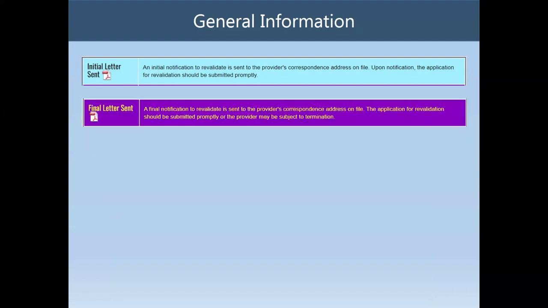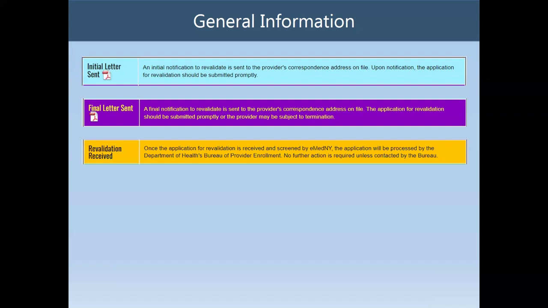If we didn't hear back from you with your revalidation packet after your initial letter, a final letter will be sent to tell you that you have to revalidate. And then if you don't revalidate after receiving the final letter, you would be subject to termination from the Medicaid program. So it's crucial that when you get that initial letter, respond to it as soon as possible. If you don't, you're going to get that final letter. And then if you don't respond after that final letter, it's very possible that you may be subject to termination from Medicaid.